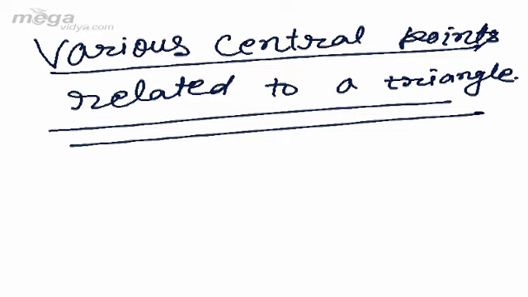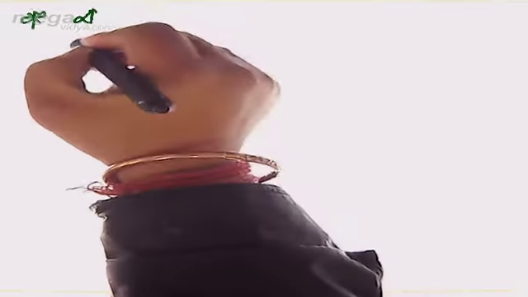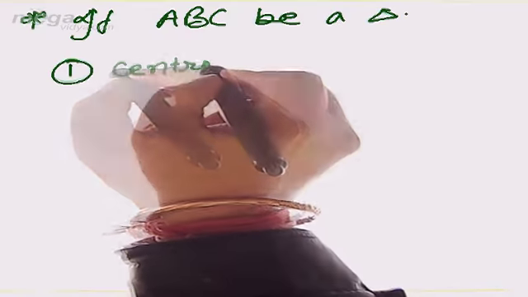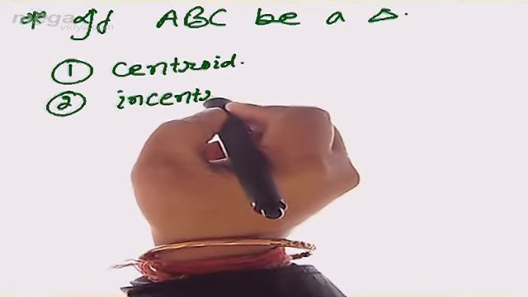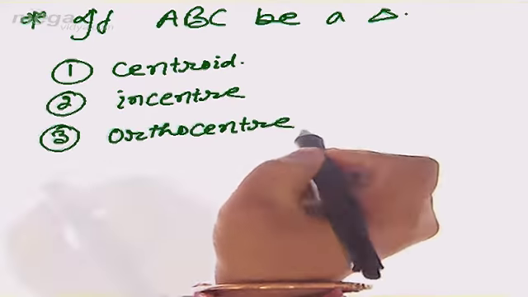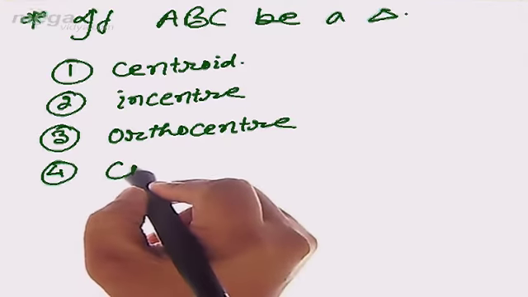Various central points related to a triangle. So student, there are mainly 4 types of the points. If ABC be a triangle, then those 4 points are centroid, incenter, orthocenter and circumcenter.